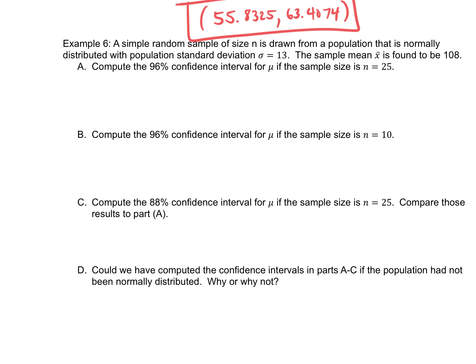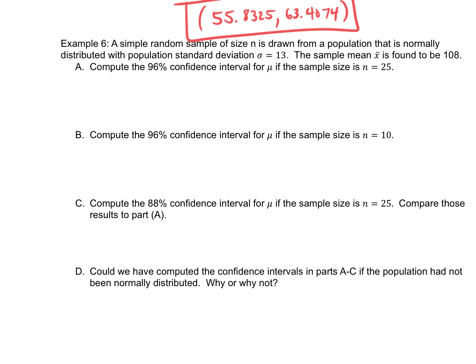Example 6. A simple random sample of size n is drawn from a population that is normally distributed with population standard deviation sigma equals 13. The sample mean x bar is found to be 108. Compute the 96% confidence interval for mu if the sample size is n equals 25.